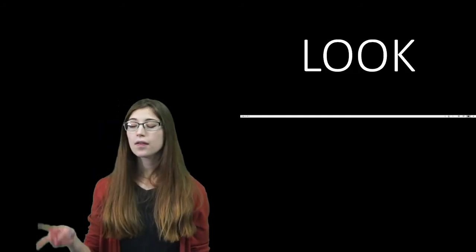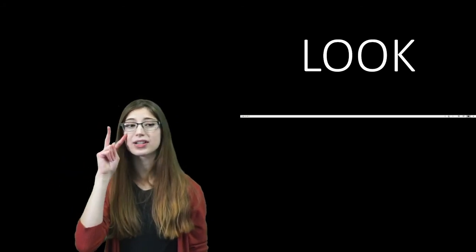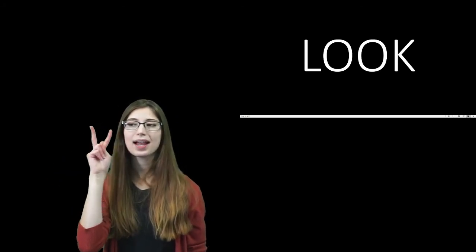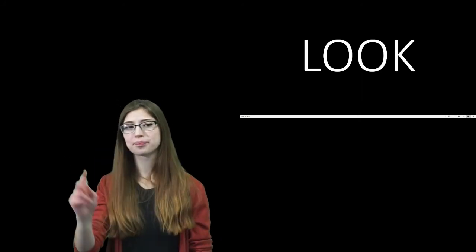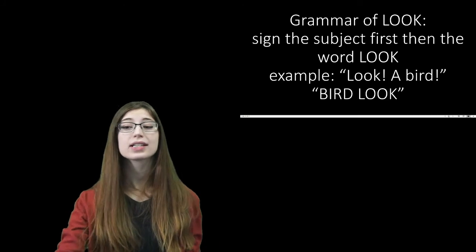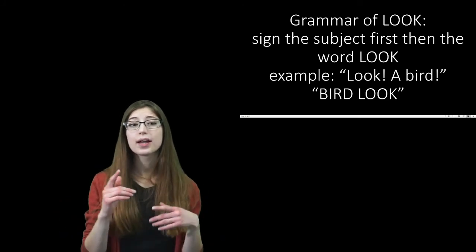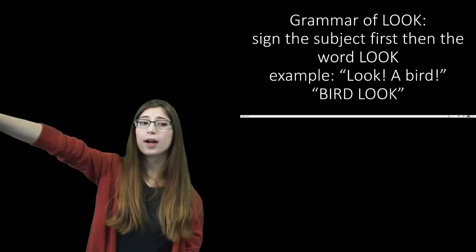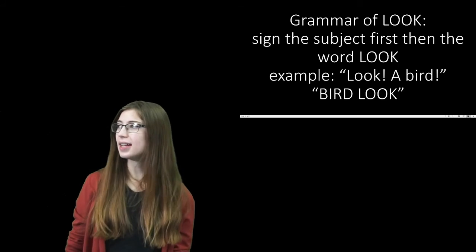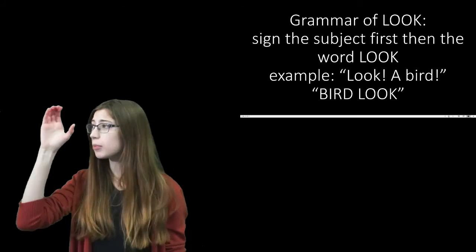Look. For look, you're going to make a 2 hand shape. Start it right beside your eye, kind of on your cheekbone, and just move it towards what you're wanting someone to look at. Speaking of look, in English grammar, because English is a spoken language, I could say, look, a bird. And you would turn your head, and then you would hear me say, a bird. You go, oh, okay, I am looking for a bird.